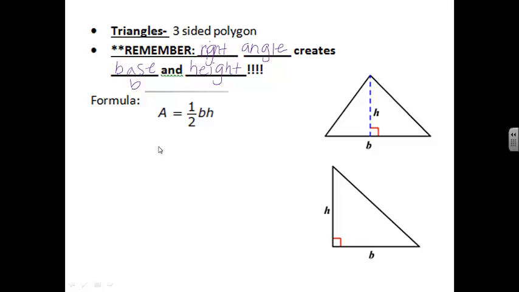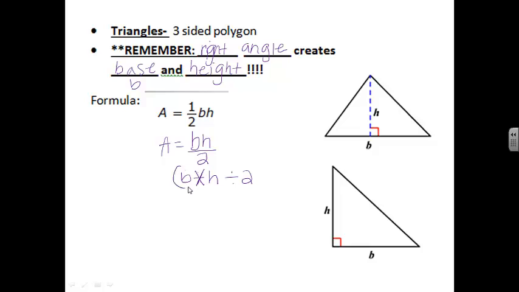Okay, formula. Area equals 1/2 base times height. That looks confusing. Okay? But all this means is we are halving the base times the height. So another way we can write this formula is B times H divided by 2. Or some kids like to do it like this every single time because it makes more sense to them. Oops, base times height, and then divide by 2.